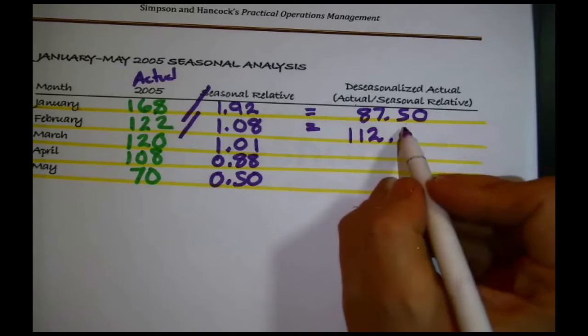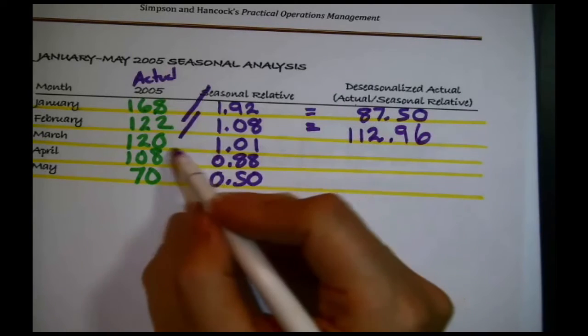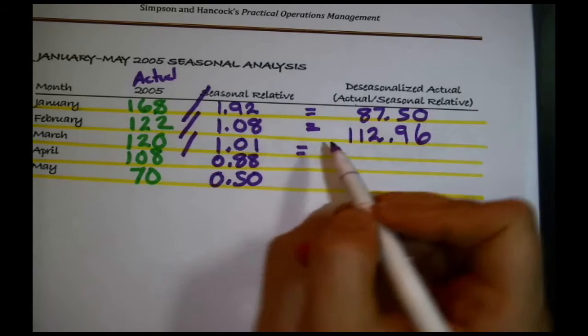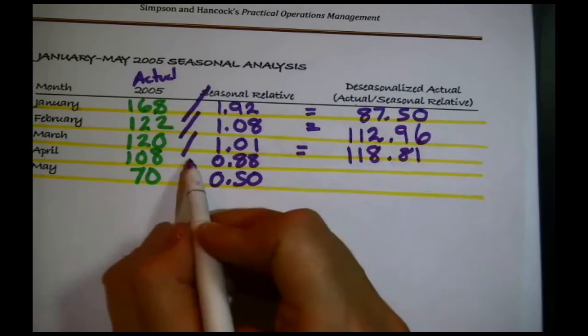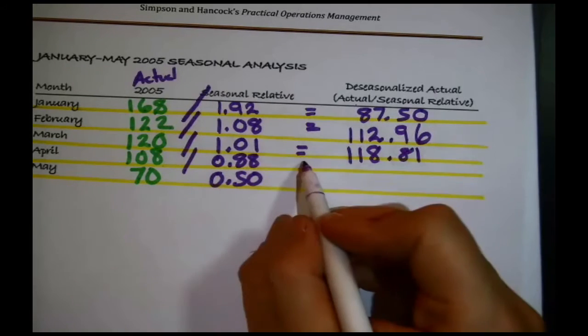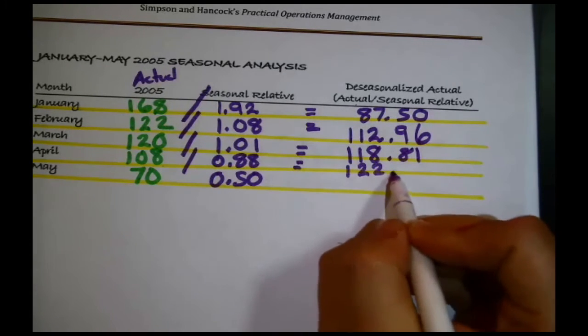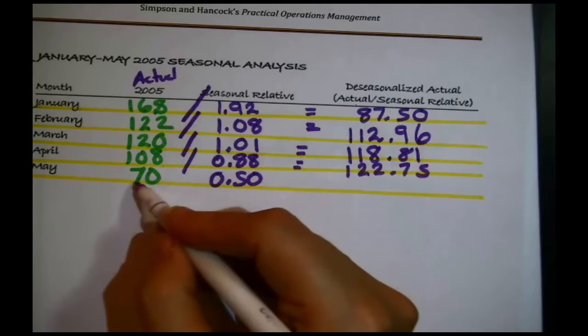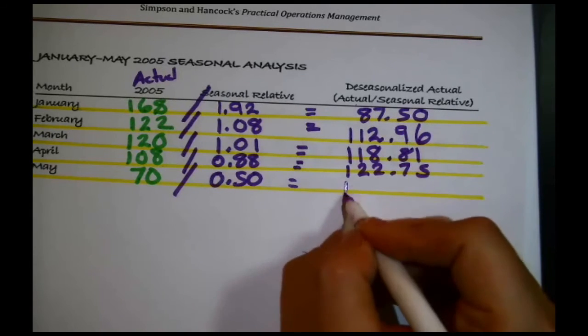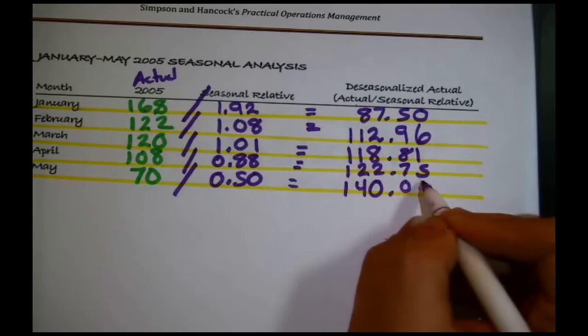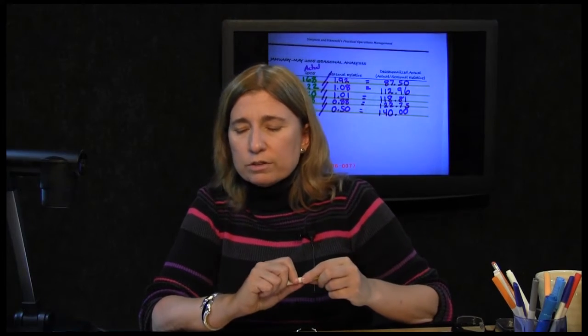I get 112.96. In March, 120 divided by 1.01, I get 118.81. In April, 108 divided by 0.88, I get 122.75. And then in May, the mere 70 van transports divided by 0.5, I get 140. Now, first off, in the far right-hand column, what have we done? We have found the deseasonalized number of van transports each month in 2005.